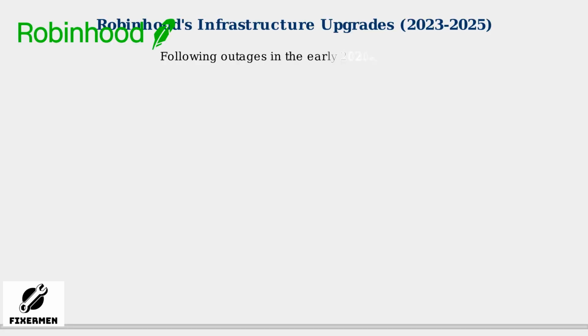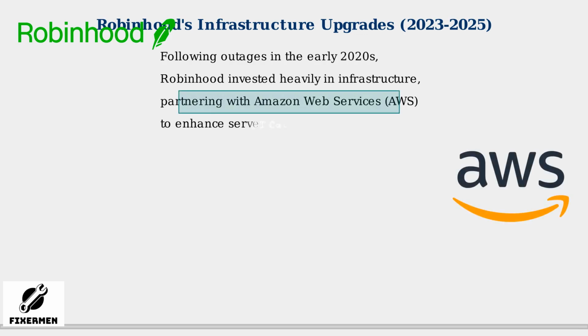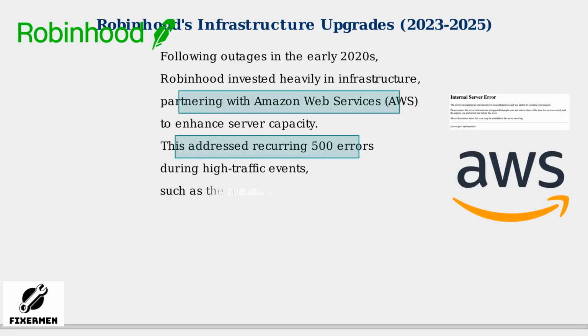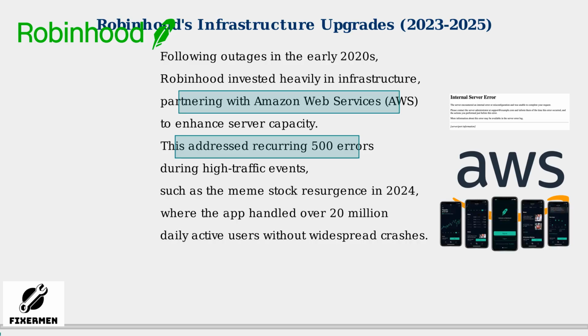Following outages in the early 2020s, Robinhood invested heavily in infrastructure, partnering with Amazon Web Services to enhance server capacity. This addressed recurring 500 errors during high-traffic events, such as the meme stock resurgence in 2024, where the app handled over 20 million daily active users without widespread crashes.